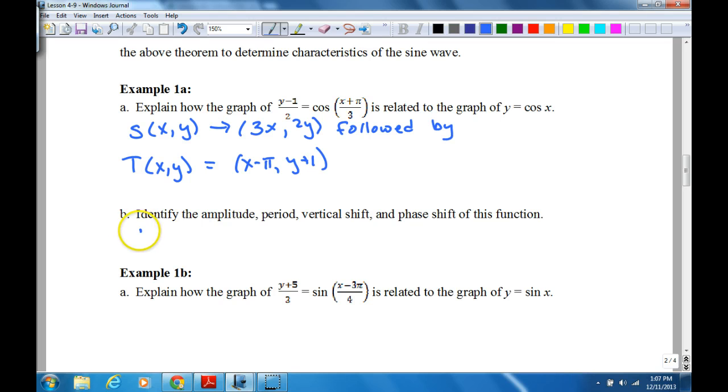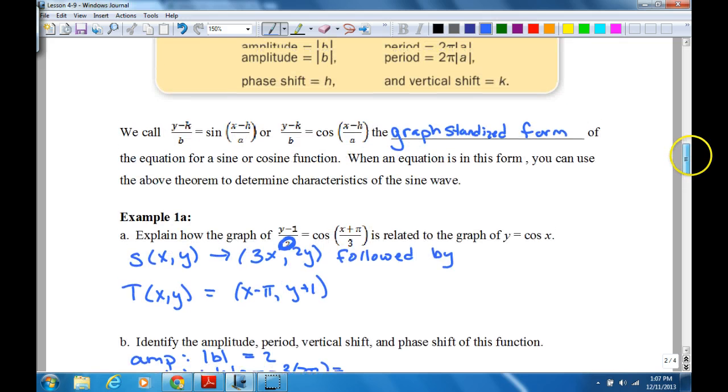So first of all, let's identify the amplitude. We already know that the amplitude is the B, and that is 2. That's right here, right? So that is 2. And the period is A times 2 pi. What was A in this case? A was 3. So it'll be 3 times 2 pi, because that's the formula for finding the period.